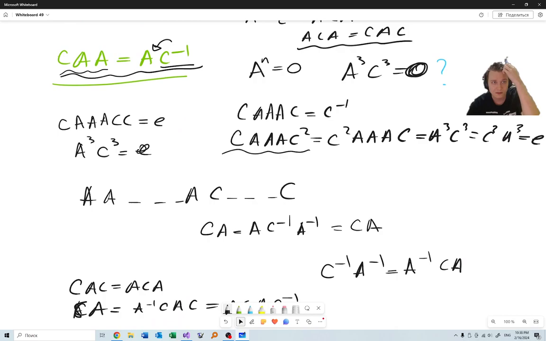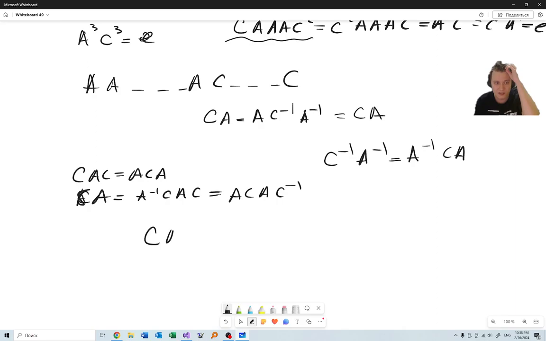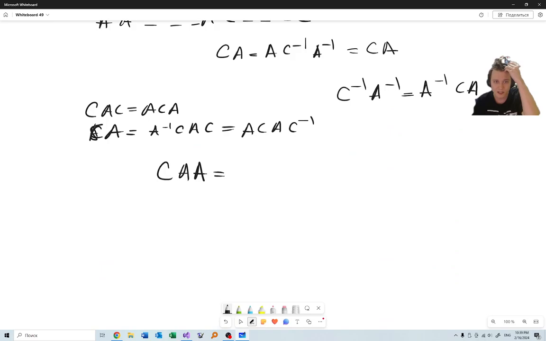Okay, let's try to simplify it even more. So again, I know that CAA is AC minus 1. Yeah, let's try to simplify CA minus 1, A minus 1. Can we do it? So let's call it x, then we know that c equals xaa, then we can add one more c here.